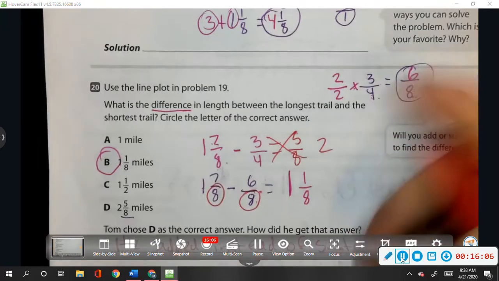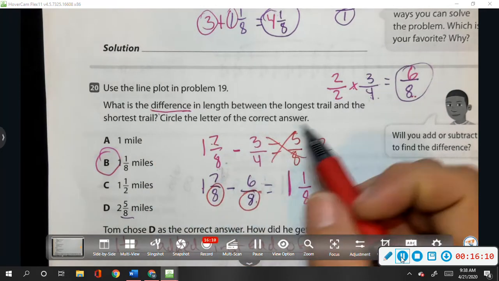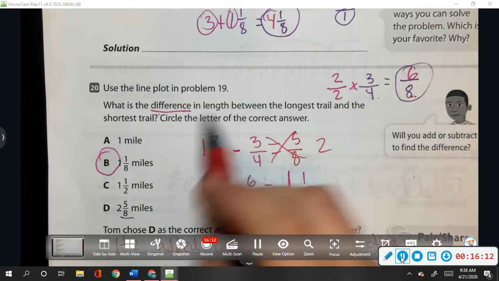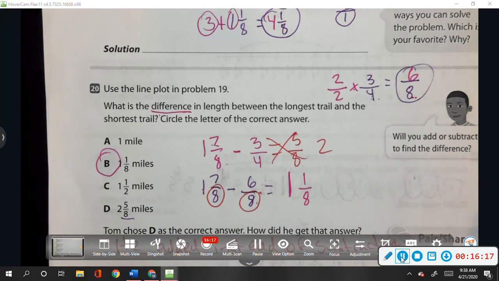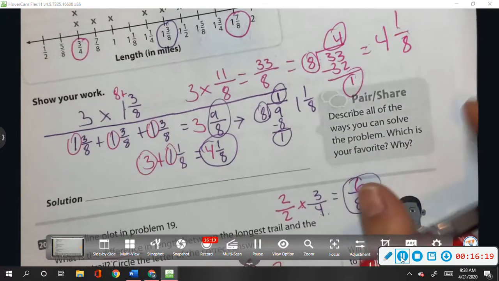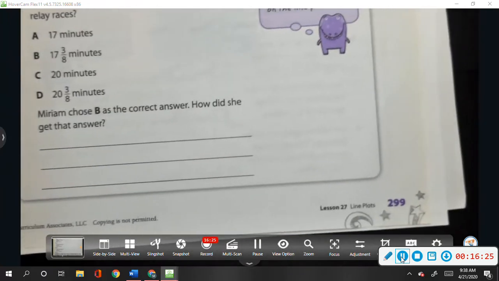That's why it's so important that you look into these word problems and really read them through so you know what they're asking you to do. It said in the very beginning, what is the difference? So Tom must not have read his question very thoroughly. Did he? Alright. Practice book, page 299.